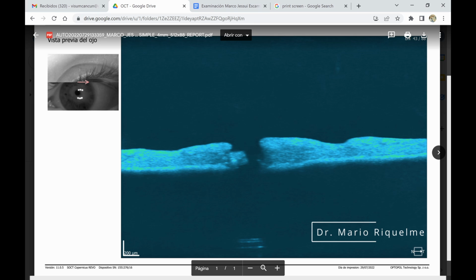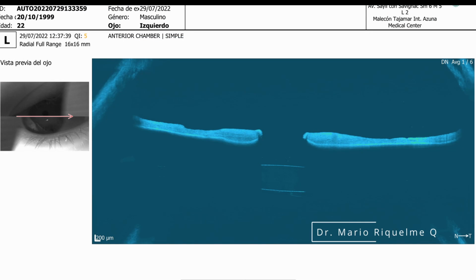We can see it's a full thickness defect, and now this is my favorite picture, how the anatomy is normalized. We see the space between the IOL and the posterior surface of the iris. We see the iris is in a straight shape, and the best part is the IOP went back to 16 millimeters of mercury.